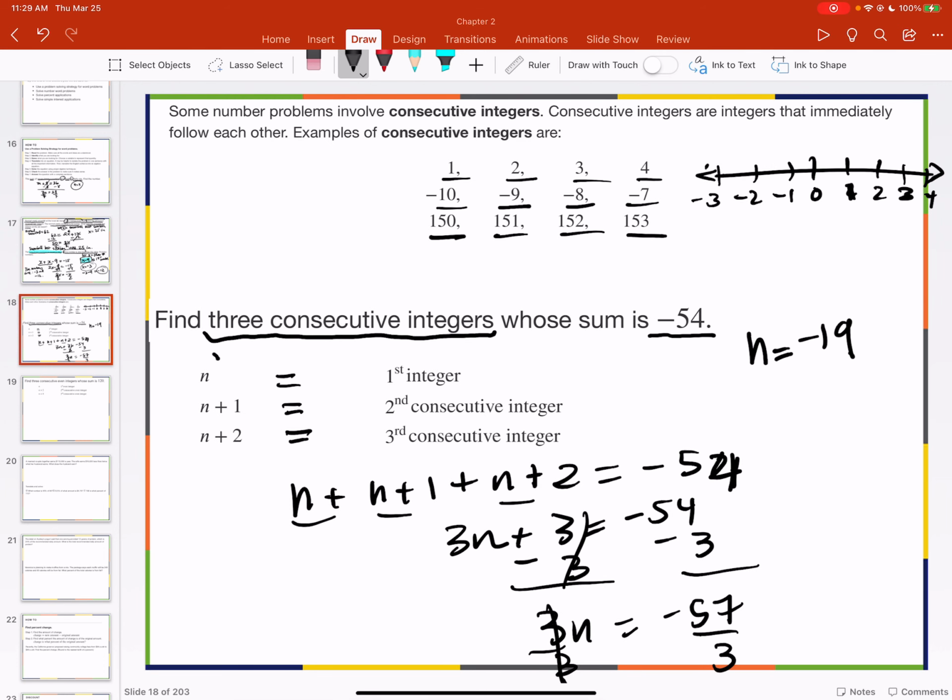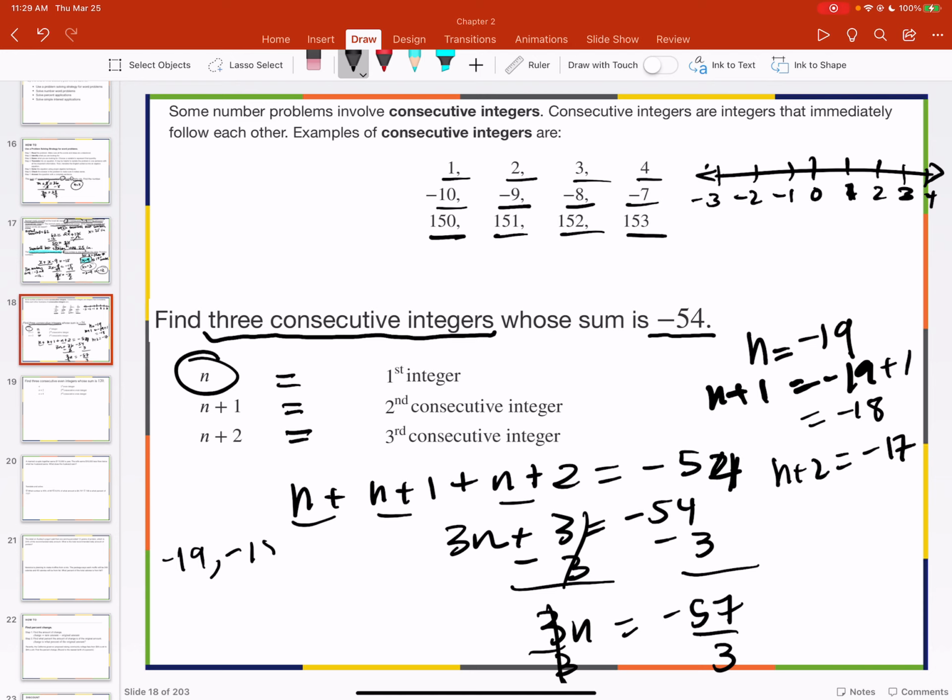So that's the first one. The next one, n plus 1, will be negative 19 plus 1, which is negative 18. The next one, n plus 2, will then be the next one after that, which is negative 17. So the three numbers are negative 19, negative 18, and negative 17. Okay?